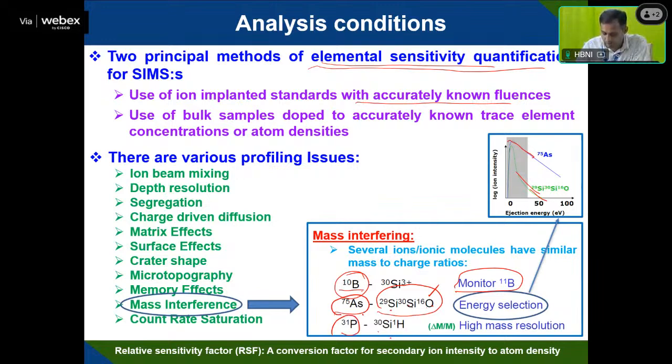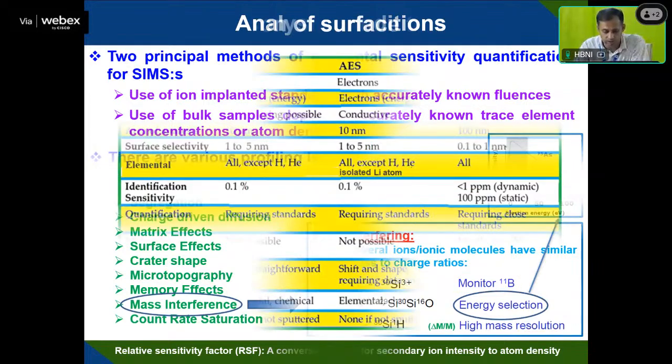And like phosphorus 31 and silicon 30 hydrogen 1. Here, mass resolution delta m by m: though there is an equivalent mass, you need high mass resolution to identify those structures.